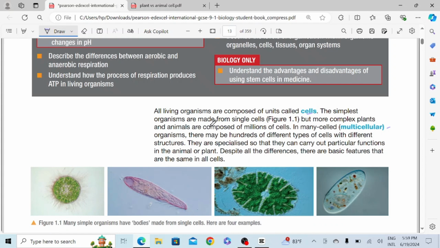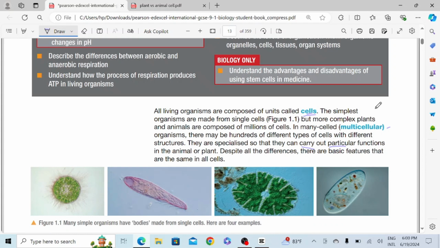So let's begin. What we have here is that living organisms are composed of units called cells, basically, right? So we are all made of cells. Just like in physics, we learned about atoms, which are the units that make everything, even us. But if we talk about living organisms, cells are the units that make us.